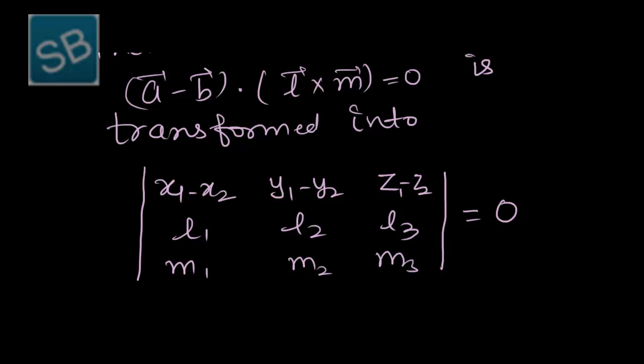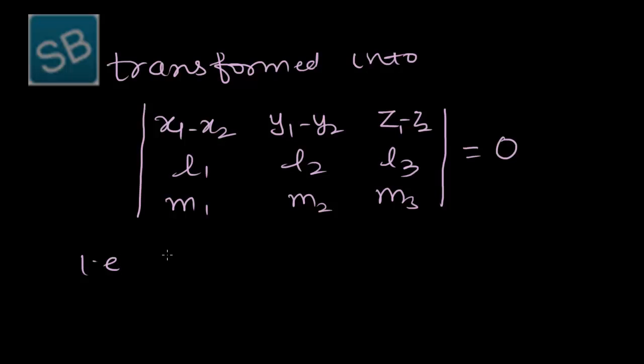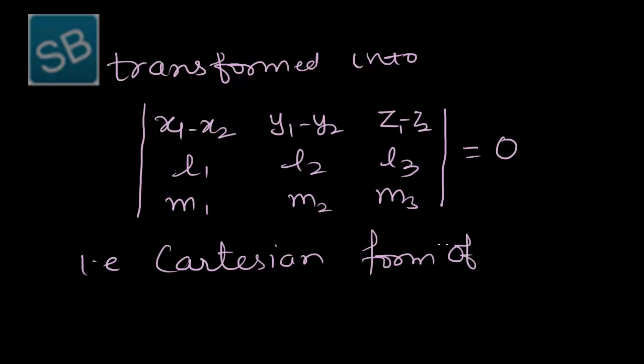This is the Cartesian form of the above condition. When two lines intersect, we take the determinant with x1 minus x2, y1 minus y2, z1 minus z2 as the first row, the second row elements L1, L2, L3, and the third row elements M1, M2, M3. Then finding the determinant, if we get 0, we say that the two lines intersect.